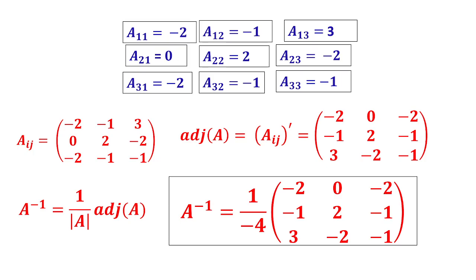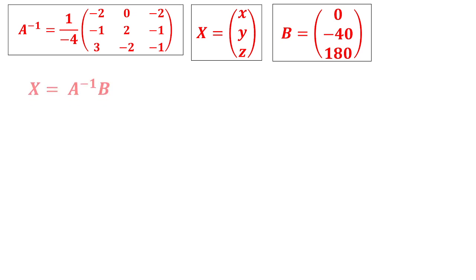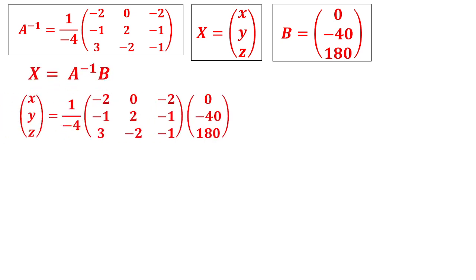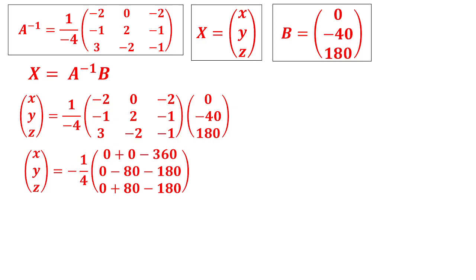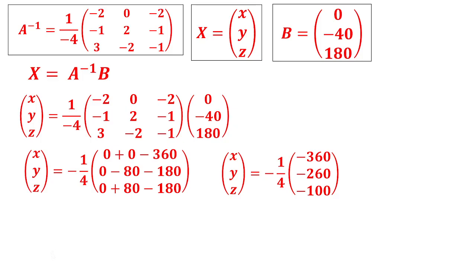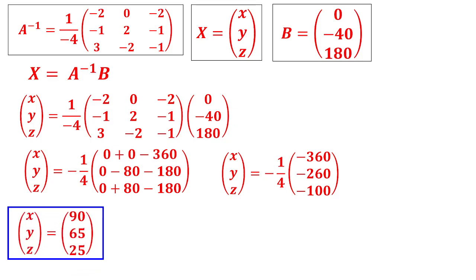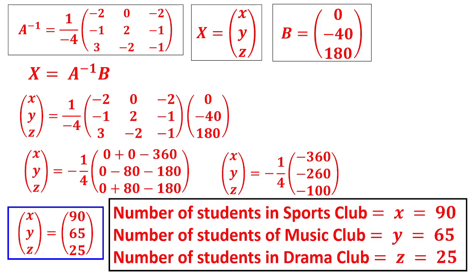Don't bring this minus 4 inside, it is of no use. Don't bring it inside. Now let us write what A inverse B is. Simply multiply the 2 matrices. When you multiply 2 matrices, you will get a matrix of 3 cross 1. Now bring that 4 inside, that is minus 4. Then you will get x is equal to 90, y is equal to 65, z is equal to 25. Therefore number of students in sports club 90, music club 65, drama club 25.